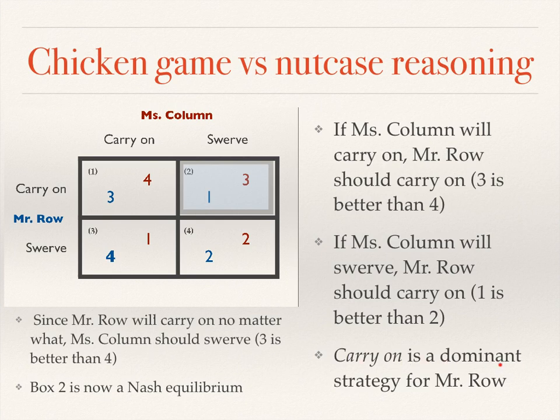So carry on is a dominant strategy for Mr. Rowe. Now we can look at what Ms. Collins will decide to do. She knows that Mr. Rowe is going to carry on no matter what, having gone through that same analysis. So she should swerve. 3 is better than 4. Not crashing is better than dying. This makes box 2 a Nash equilibrium. Neither player can improve their outcome just by switching to something else.